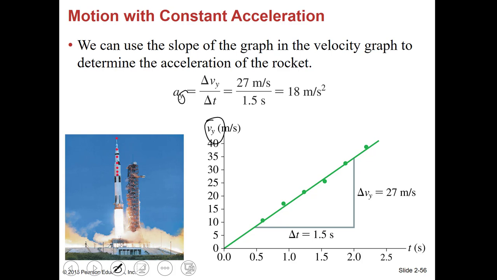Pretty much everything we've done so far has been the x direction. But here's one where we have the y direction. We can figure out the acceleration. This is a line here, so we've got uniform acceleration. This is a line for the velocity versus time graph. So delta V over delta T, 18 meters per second per second. So every second this thing increases by about 18 or so meters per second.